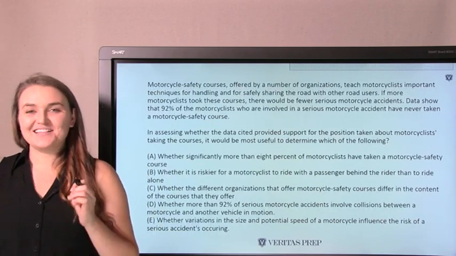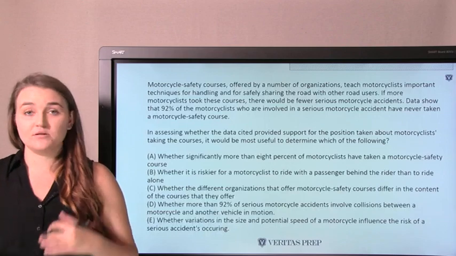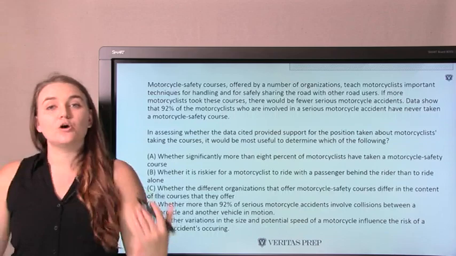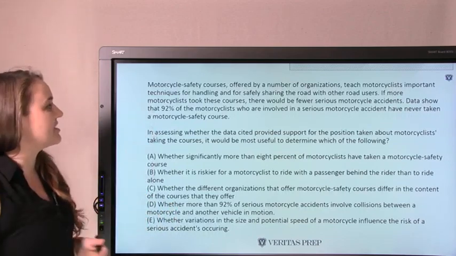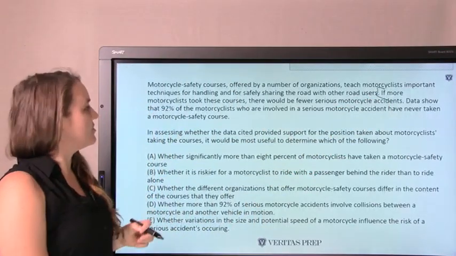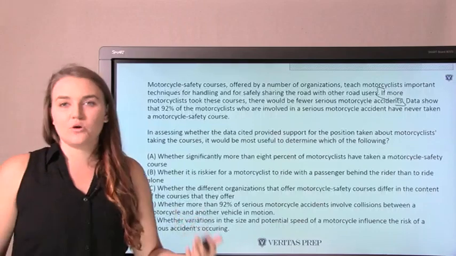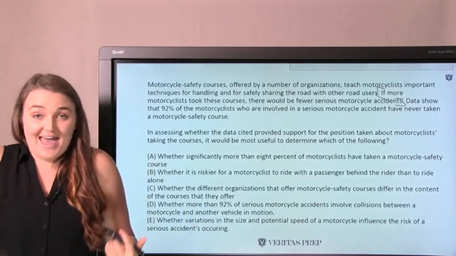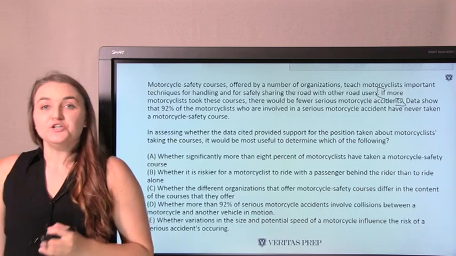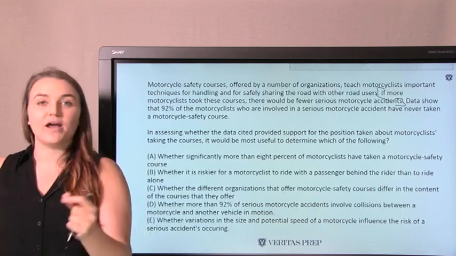So let's go ahead first and foremost and make sure that we're properly identifying the conclusion, premise, and relevant gap between the two. Because in this case, we haven't closed off our argument with the conclusion. It's been nestled kind of in the middle here, right? If more motorcyclists took these courses, there would be fewer serious accidents. We're basically saying the motorcycle courses aid in eliminating potential accidents. Right? So yeah, this one's great because if we know what to look for in the data, it jumps right off the page at you.